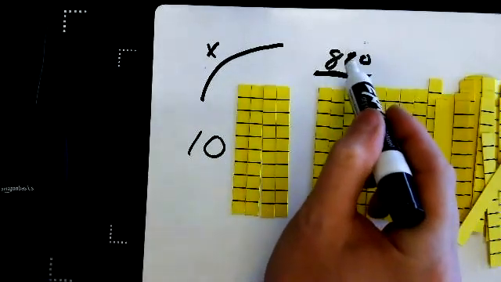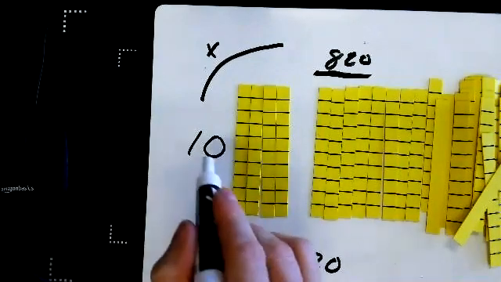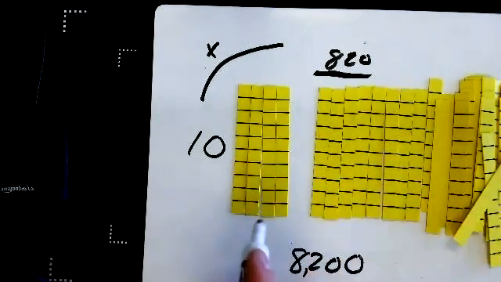Kind of not an efficient way when we have a number this big. So again, we can always use my 0 trick. I can write 820 down here, and because I multiplied by 10, we can just add another 0, and I get 8,200 units, or little squares, that would be in all of these if I added them together.